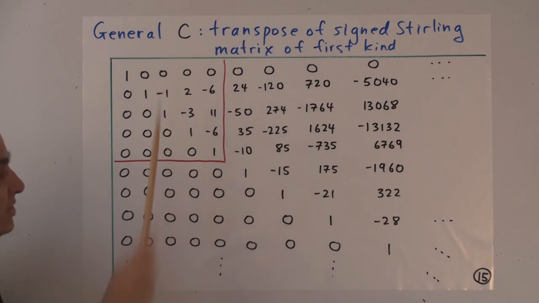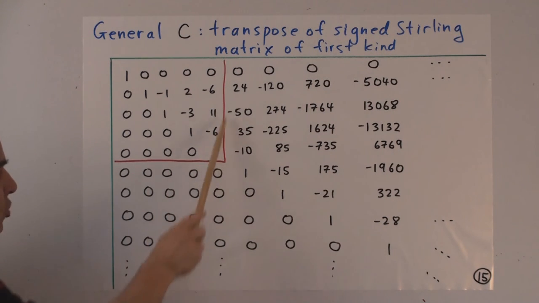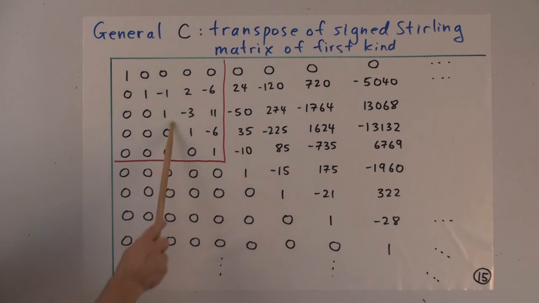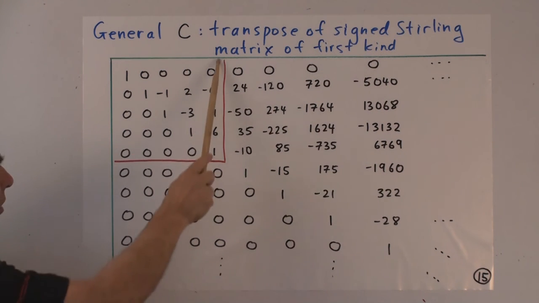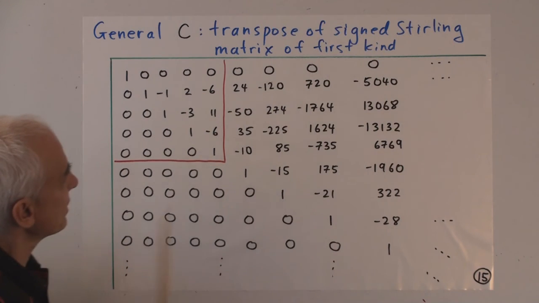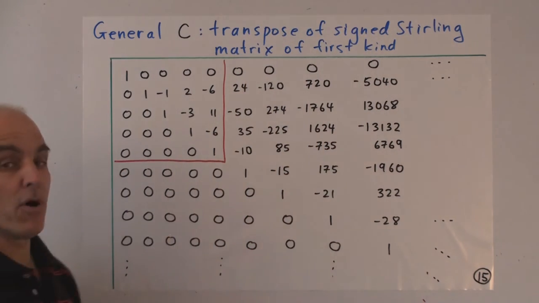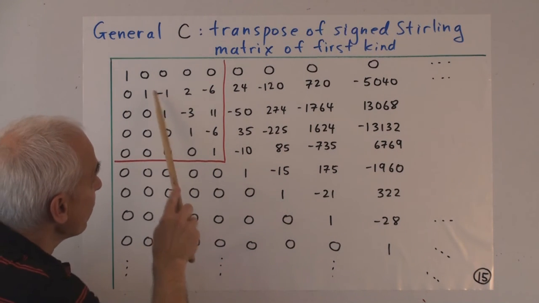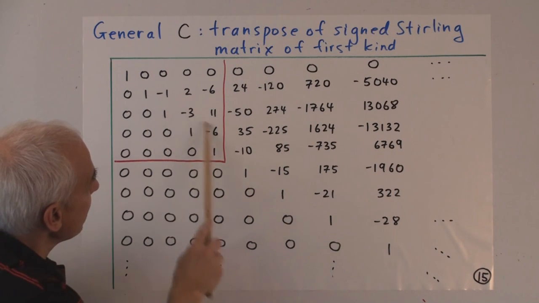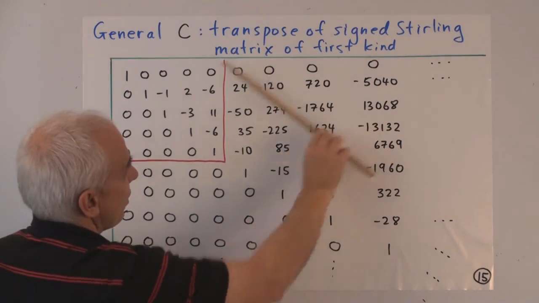If you want a particular C for any particular value of n, you're just going to take a top left square corner of this matrix. So it might be 3 by 3 or 4 by 4 or 5 by 5 and so on. And it's a nice pattern. This is really the Stirling matrix of the first kind, except that it's been transposed, and we've sort of signed it by putting in minuses on every second diagonal.